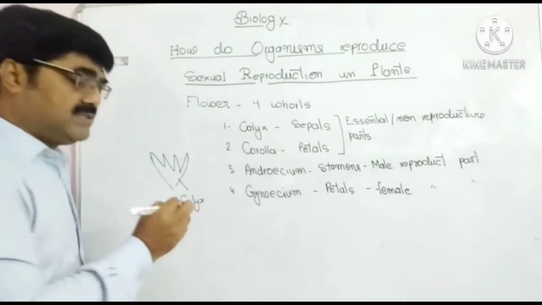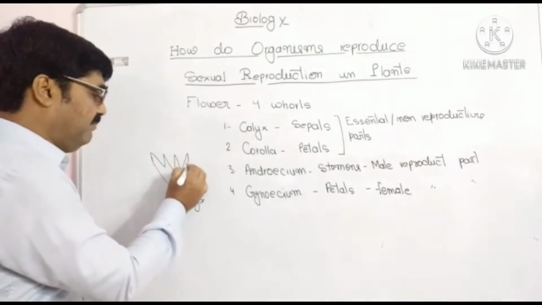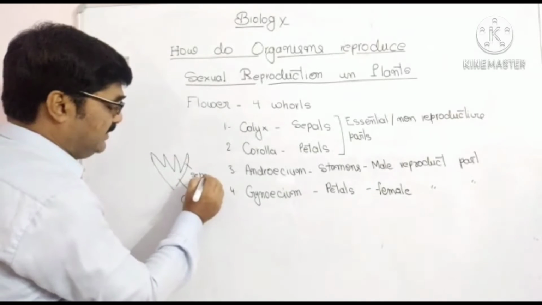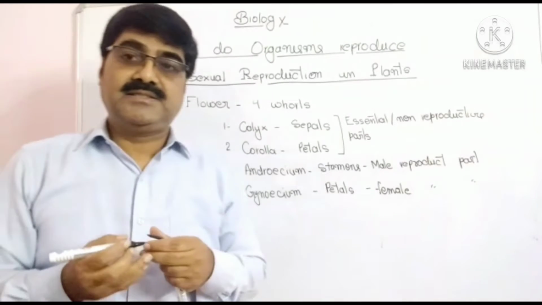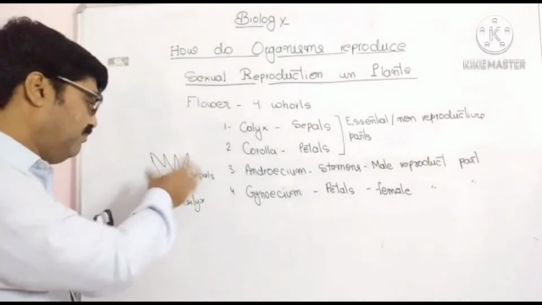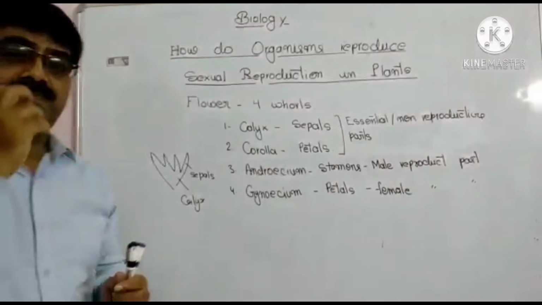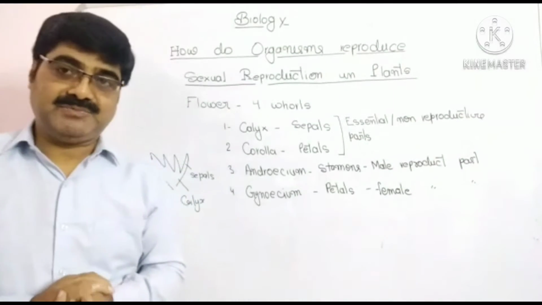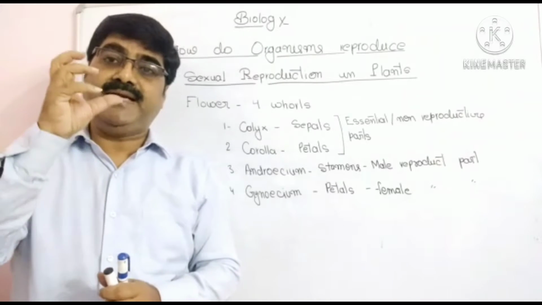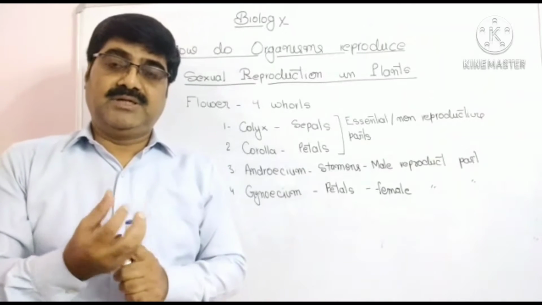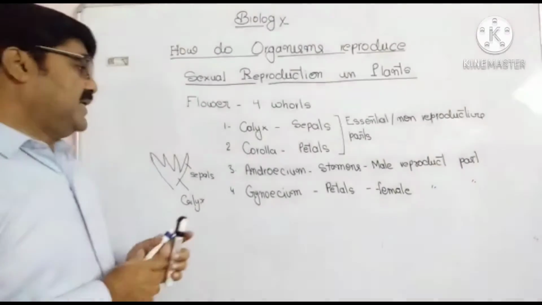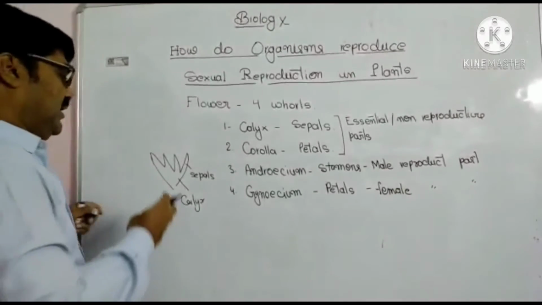And this calyx is made up of 4 or 5 units, and these units are called sepals. And these are green in color. In some plants it is like a cap, in some plants they are separated, and this complete whole is called calyx, and it is made up of 4 or 5 green sepals. And the function of the calyx is to protect the bud, because during budding this calyx surrounds the bud.